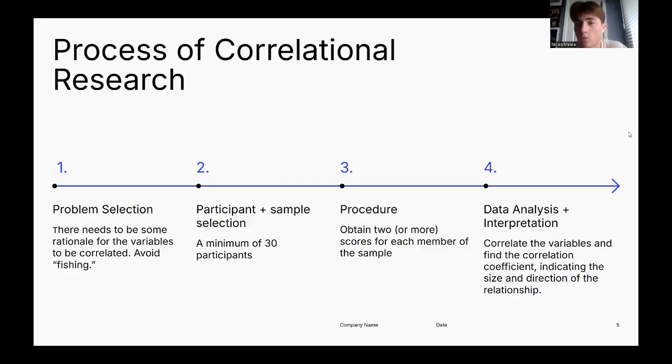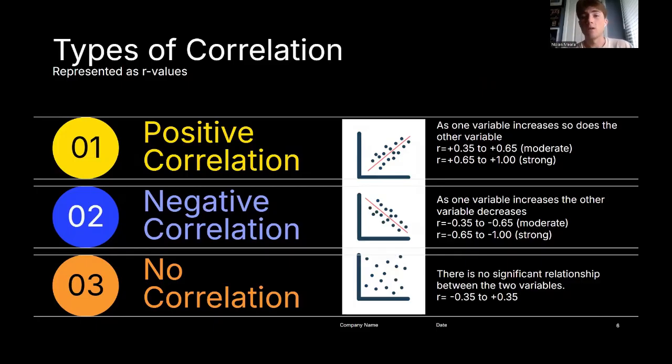And then you have number four, data analysis and interpretation. So correlate the variables and find the correlation coefficient. We'll get into that, indicating the size and direction of the relationship. So types of correlation, these are represented as R values. You have positive correlation. As one variable increases, so does the other variable. We have negative correlation. As one variable increases, the other variable decreases.